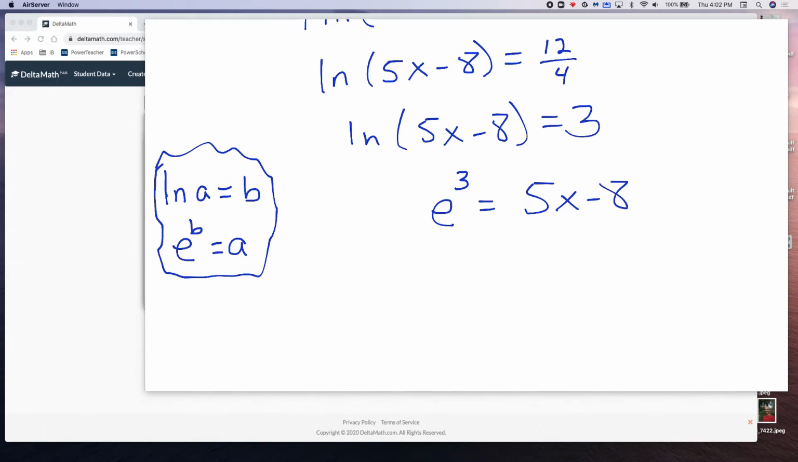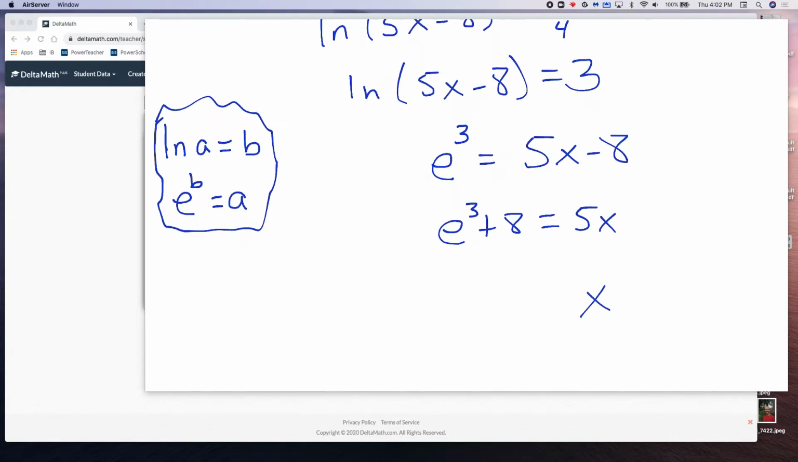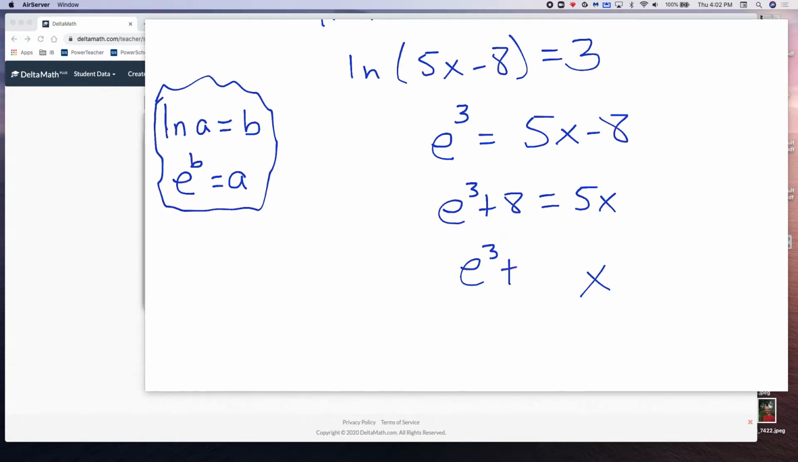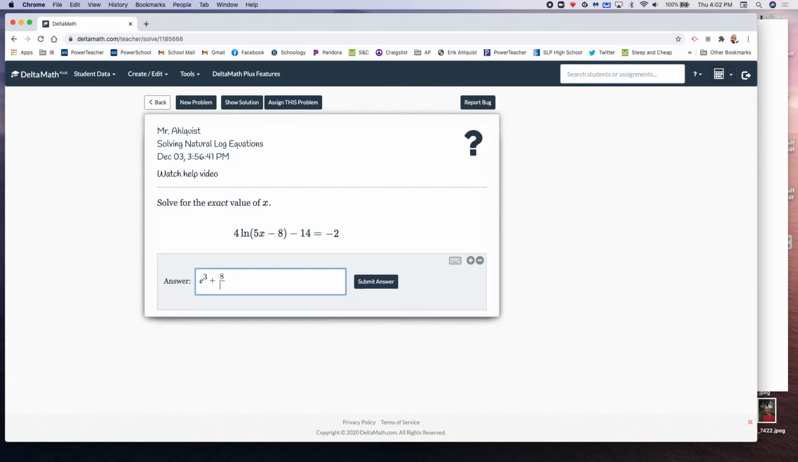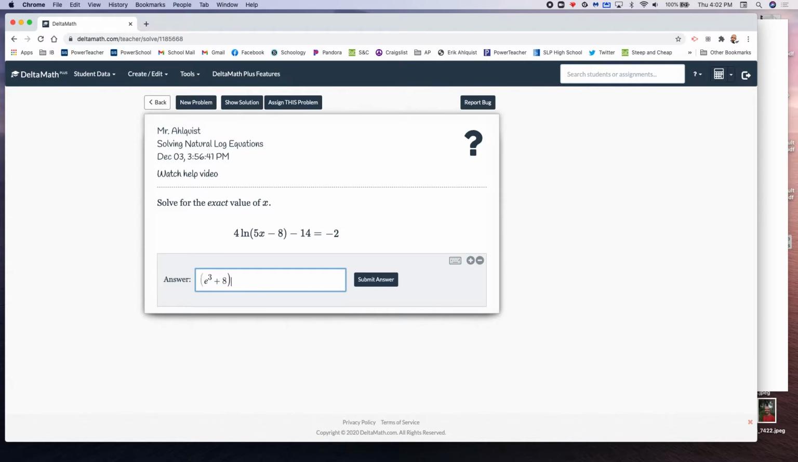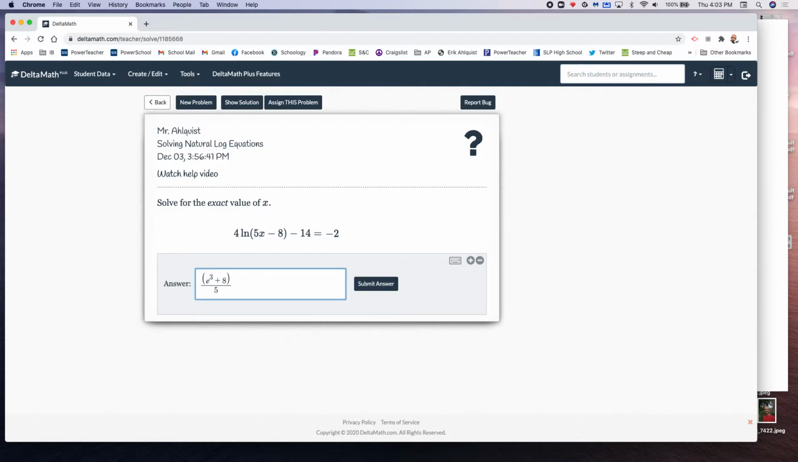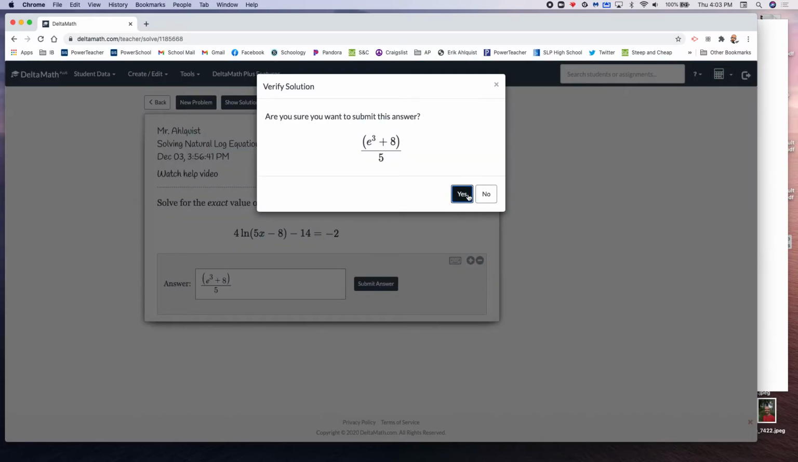So if we add 8 to both sides, e to the third plus 8 is equal to 5x. Divide by 5, e to the third plus 8 divided by 5 is equal to x. That's what we would type in. So we go over here, type in e to the third power plus 8 divided by, and notice how I ended up just with a divided by there. What that means is I need to surround this whole thing with parentheses so I can divide the whole thing by 5. And then I would get the right answer.